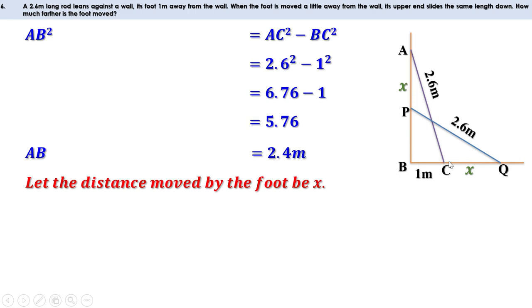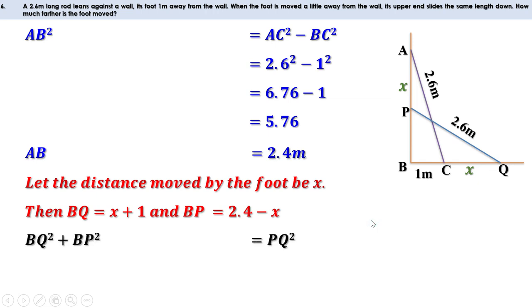Now this is 1 and this is x. Therefore, BQ equals x plus 1. This is 2.4 and this is x. Therefore, BP is 2.4 minus x. Now look at triangle PBQ. It's a right angle triangle and the hypotenuse is 2.6. Base is x plus 1, altitude is 2.4 minus x. And we know base square plus altitude square is equal to hypotenuse square, or BQ square plus BP square equals PQ square. BQ is x plus 1, BP is 2.4 minus x, and PQ is 2.6.